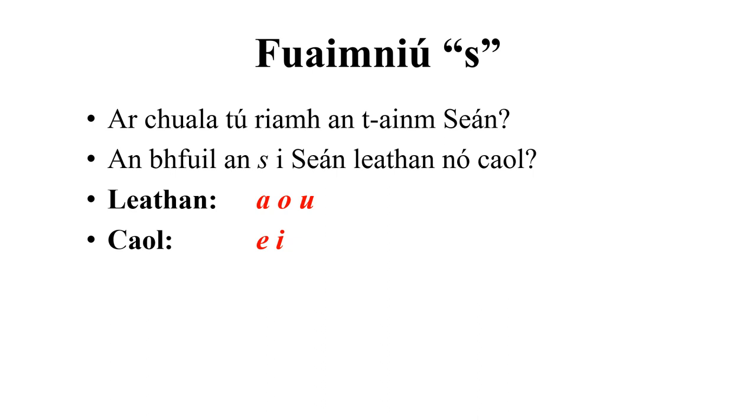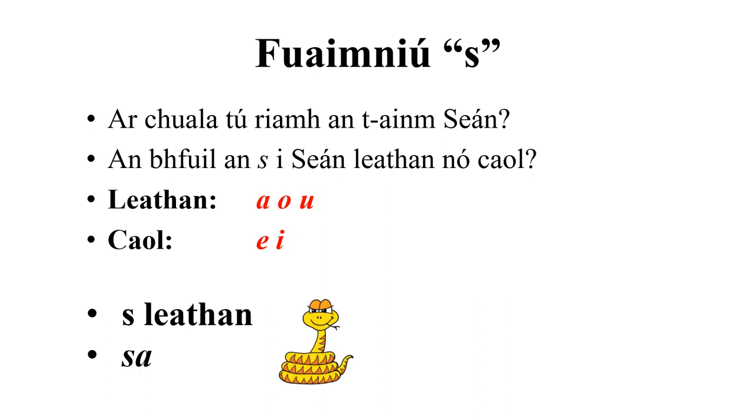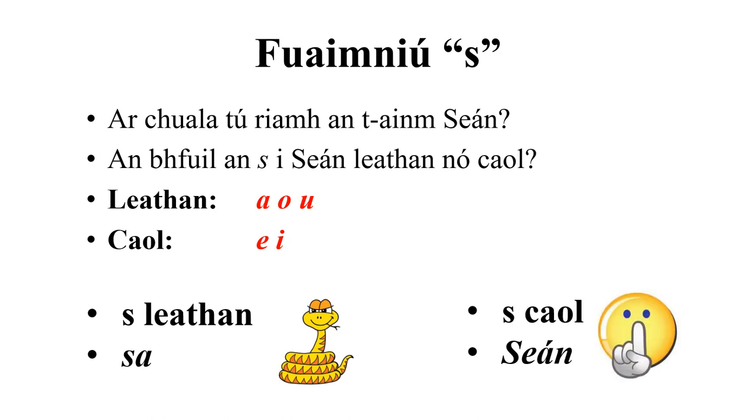So the pronunciation of S leathan and S caol is as follows. S leathan, S-A, for example, sa. It makes the same sound as in snake. S caol, or slender S, as in Sean, makes the sound sh, Sean, sh. So S leathan, s, as in snake. S caol, sh, as in Sean.